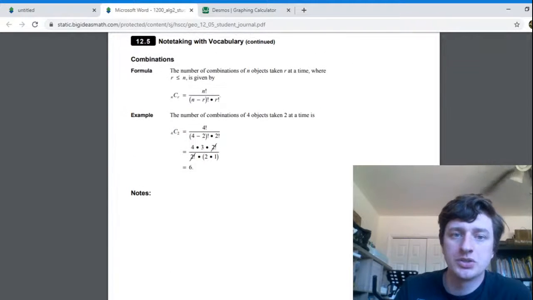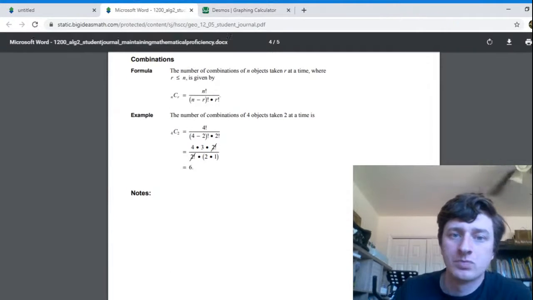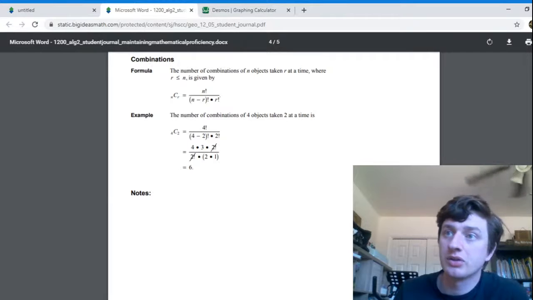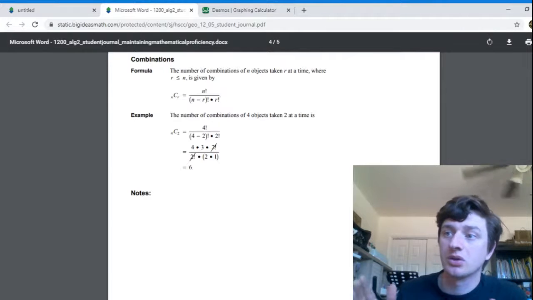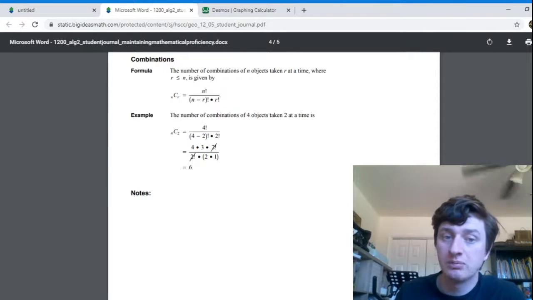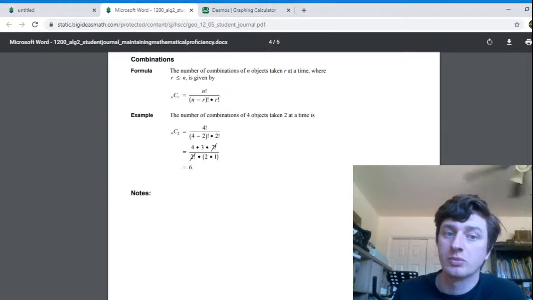A combination, order does not matter. Usually here there are more objects than the things in the combination. So like we have 20 objects and we want a combination of 4 of them, we would use this formula.